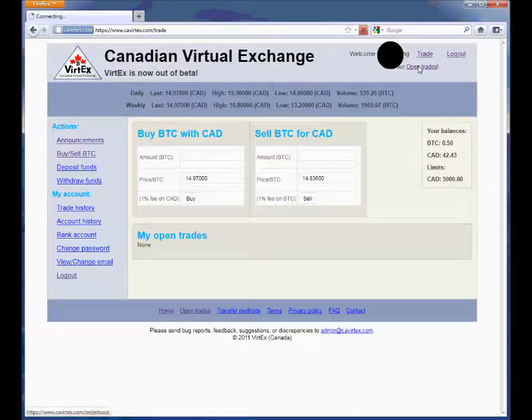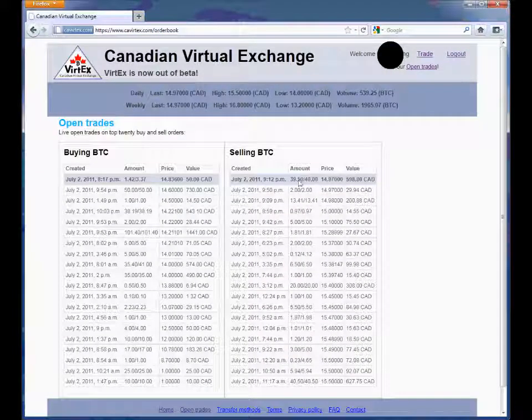If we go to open trades, you can see that this guy here that used to have 40, well, he still has 40 total that he started with, he only now wants 39.5 more to sell at this price, because I bought half of a Bitcoin, so I'm the reason why he dropped from 40 to 39.5. That is how you buy a Bitcoin.